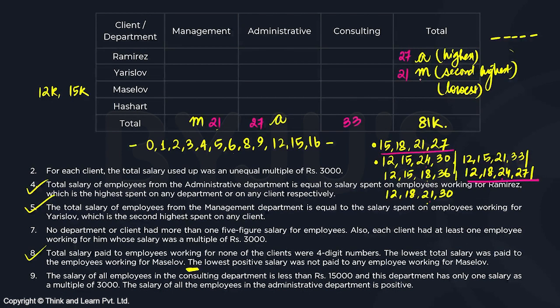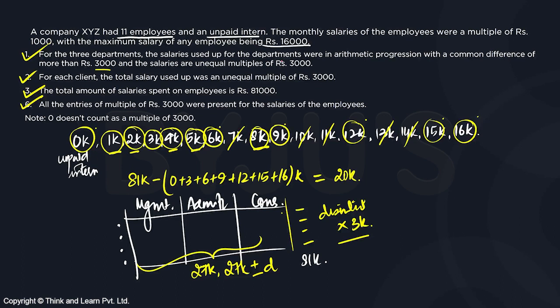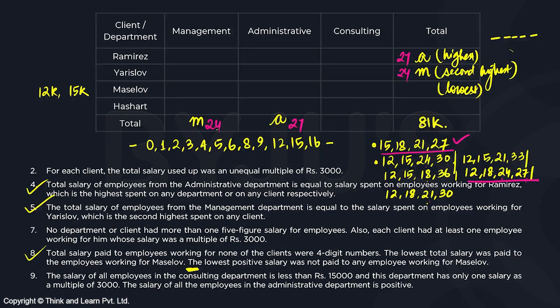Okay. This is very much possible. Now, if we take 27, so this one is very much possible. If we take 27, where 12 is the lowest, 27 is the highest and 24 is the second highest. That means A is 27 and M is 24, so there is a difference of 3. And the total salary, the AP, has a common difference of more than 3000. So this is exactly 3000, so we can't have this 27. So none of these will make sense.